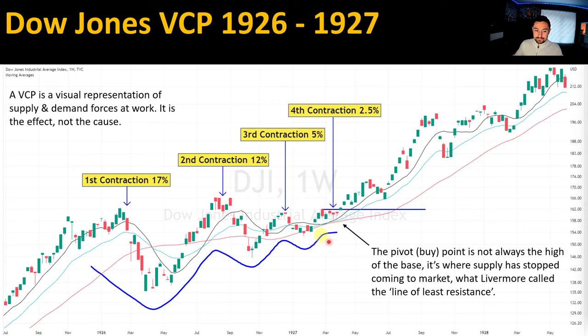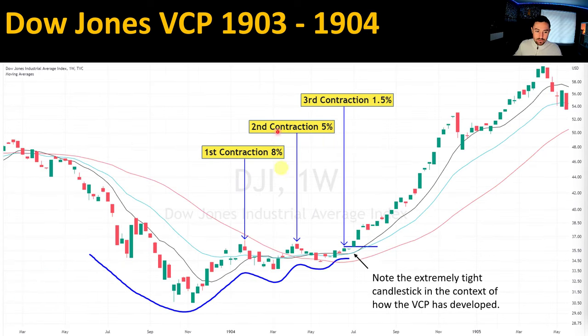The pivot buy point is not always the high of the base. It's not always right up here, the highs of the base. It's where supply has stopped coming to market. Minervini studied Livermore intensely, what Livermore called the line of least resistance. So understanding the VCP helps you to identify the line of least resistance. Where has supply stopped coming to market? Where has it really dried up? Where can you create a more asymmetric risk versus reward trade? And here's the Dow Jones.